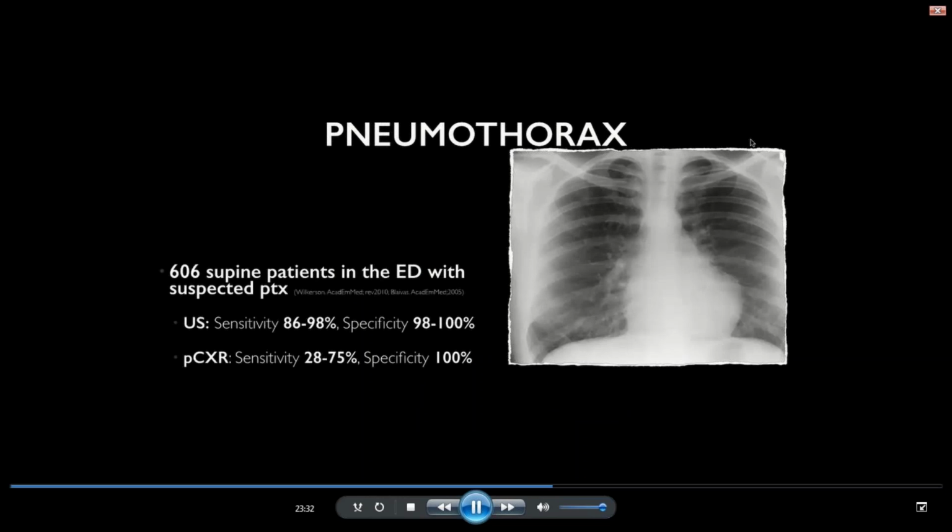Is there evidence that ultrasound helps much more than other imaging modalities for pneumothorax? Sure enough, it does much better both with sensitivity and specificity as compared to our normal portable chest X-ray, which is what we all order in our offices.